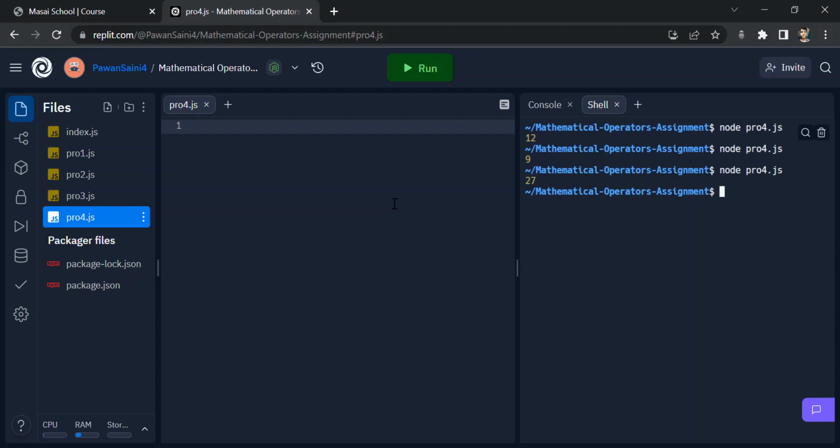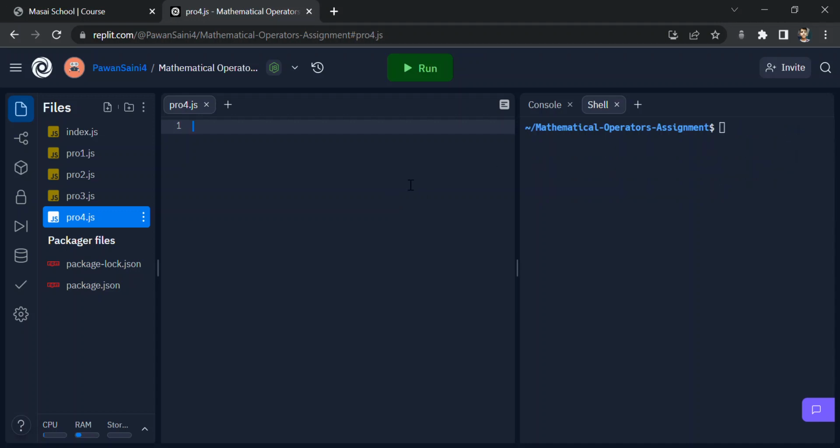But in today's video we are not going to talk about any of these operators. We are going to talk about something special, which is the exponentiation operator. So let's see how to write this operator in any programming language. This is the sign of the exponentiation operator: two product signs. Now, how do we use this?